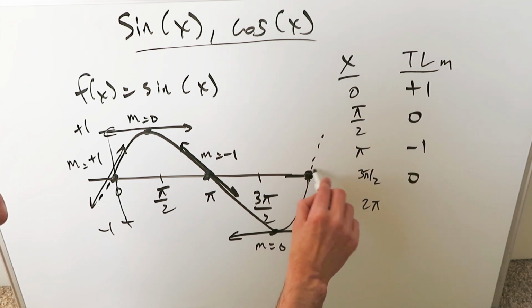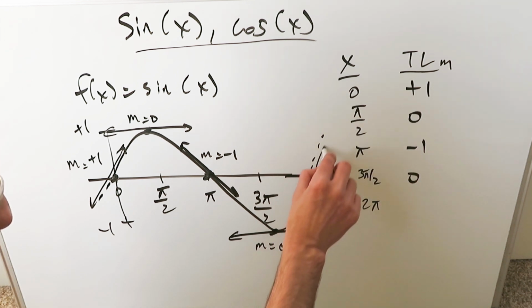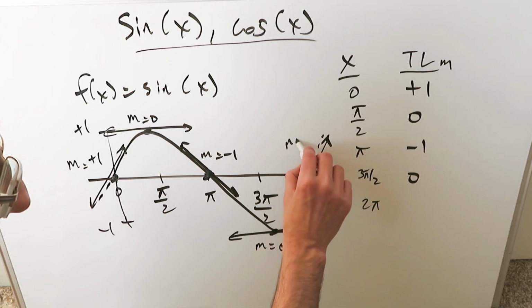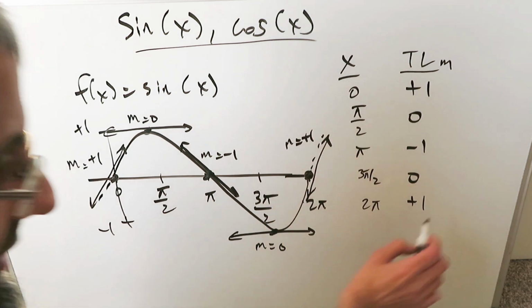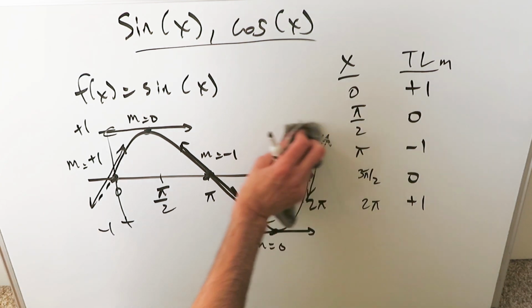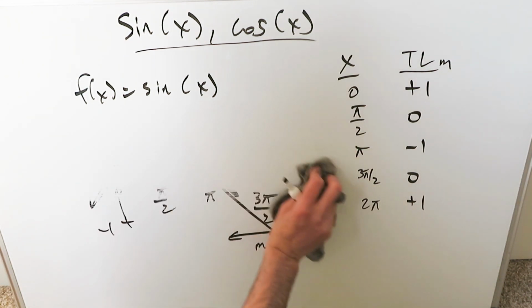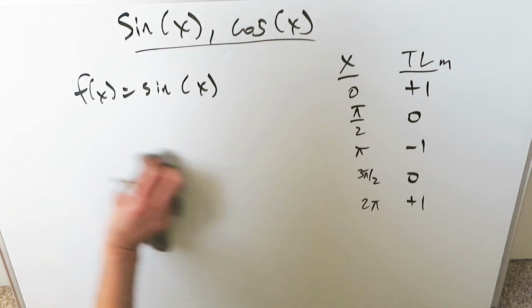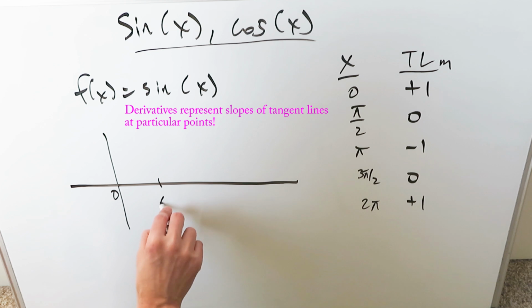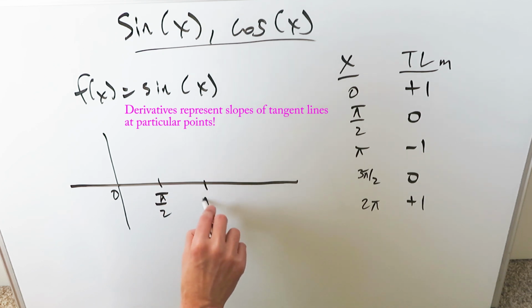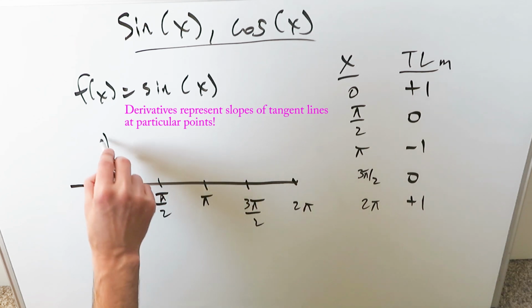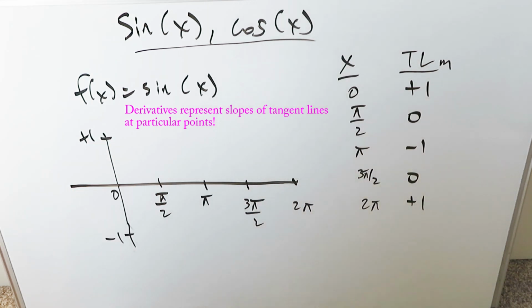At 2 pi, when I draw a tangent line, it looks something like this. Of course, it would be touching it, but it looks something like that, and the slope here would be a positive 1, and we have that. And now all we have to do is take those x and y values and plot them out, and we don't need this graph anymore. When I plot them out using the same x and y axis values, 0, pi over 2, pi, 3 pi over 2, and 2 pi, a positive 1 and a minus 1, look what happens.